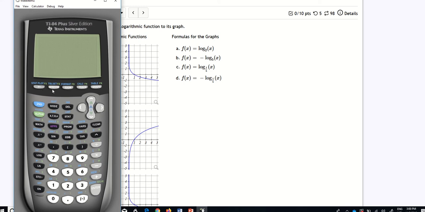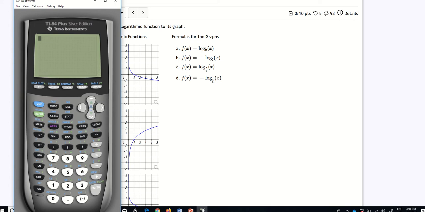So I have the older TI-84 here. If you have a newer TI-84, you can click on math, and I believe there is a log base down here towards the bottom, and that'll allow you to put in different log bases. However, on the older ones that doesn't exist, so I'm going to show you how to do this on an 83 or 84. This will work on the newer ones as well.